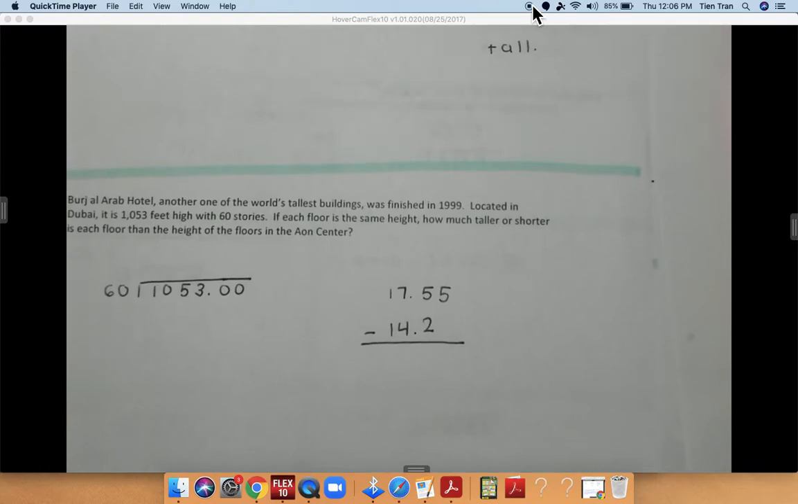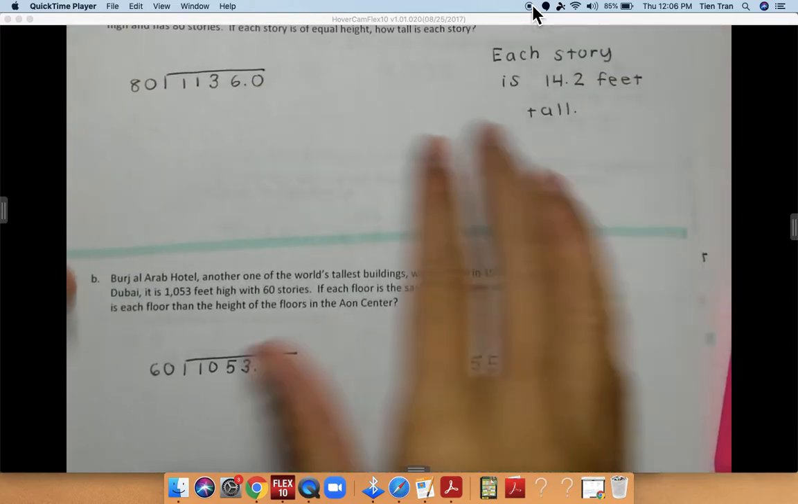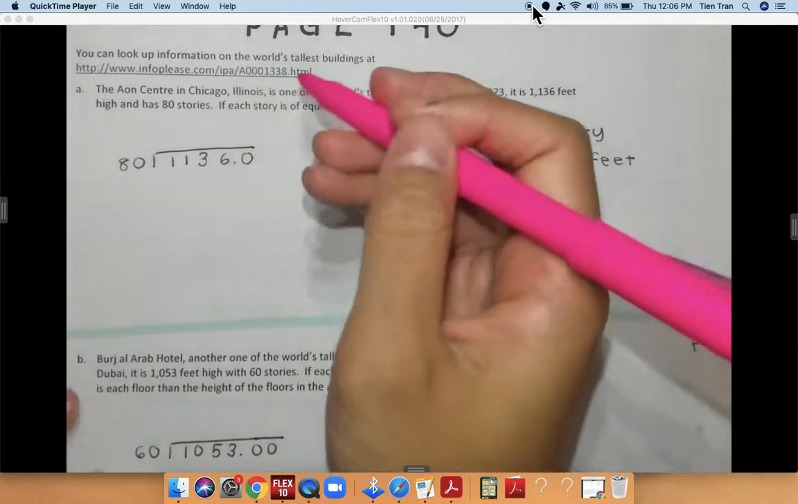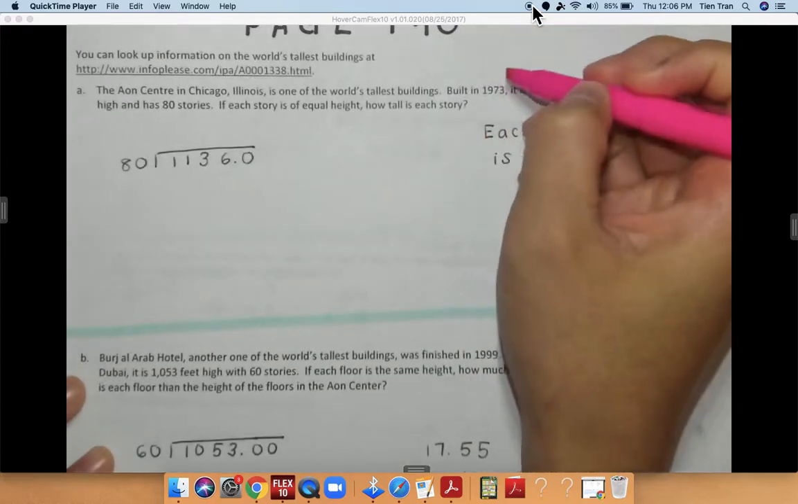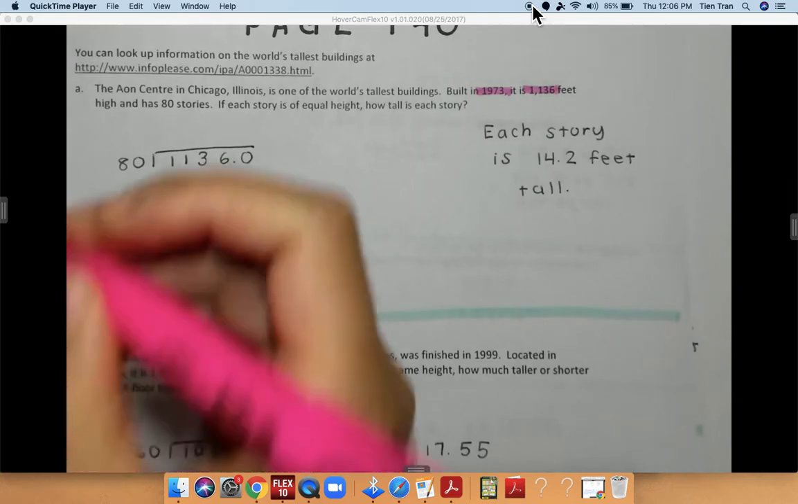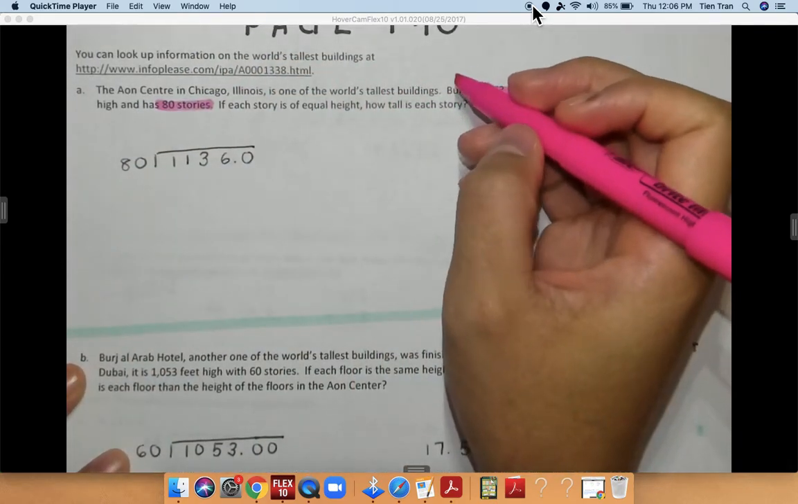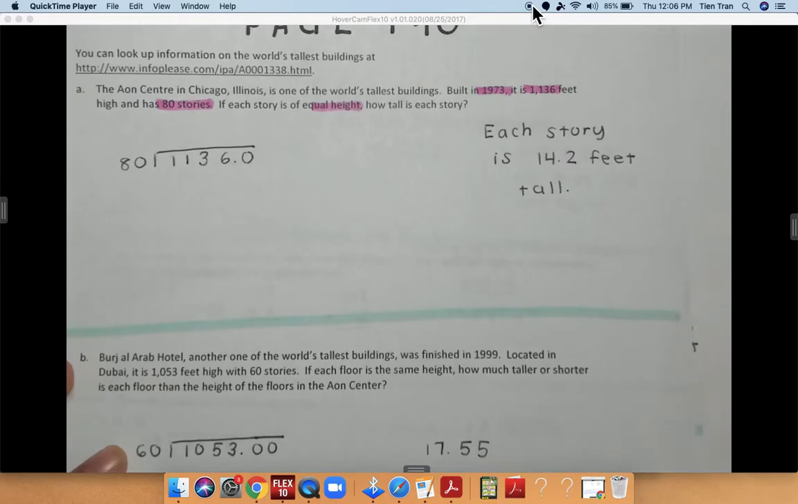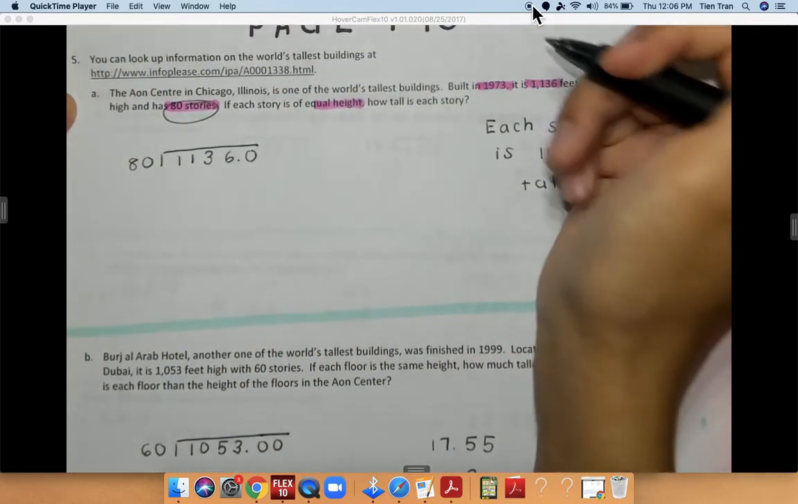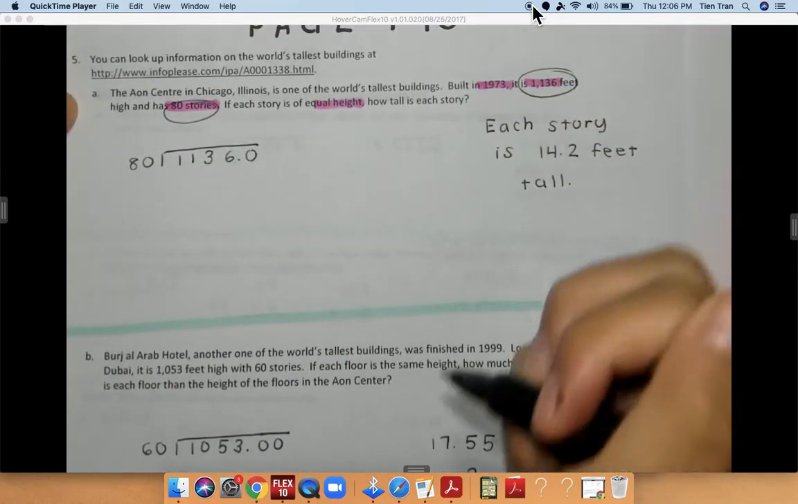So right here on page 140, we're going to divide these numbers here. You can look it up as well, but these are numbers that I will be using. So the Aon Center in Chicago, it says here, Illinois is one of the world's tallest buildings. Built in 1973, it is 1,136 feet high and 80 stories. If each story is equal of height, how tall is each story? So I'm dividing 1,136 feet by 80 stories.